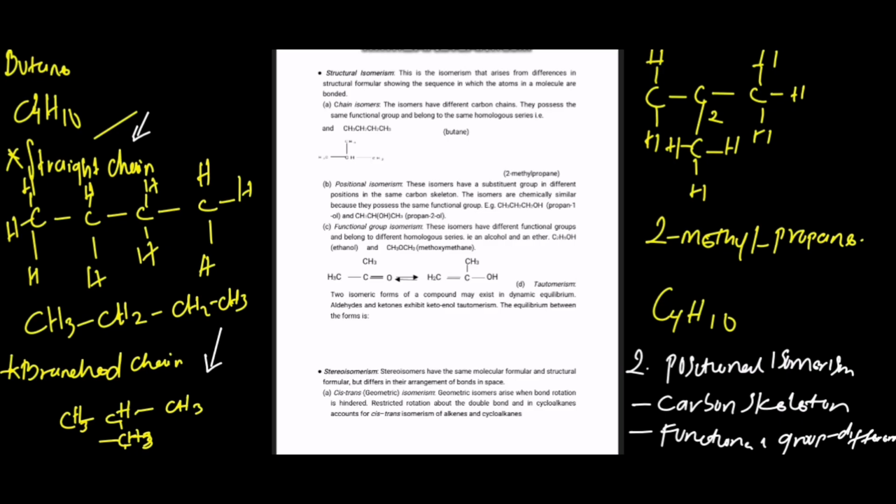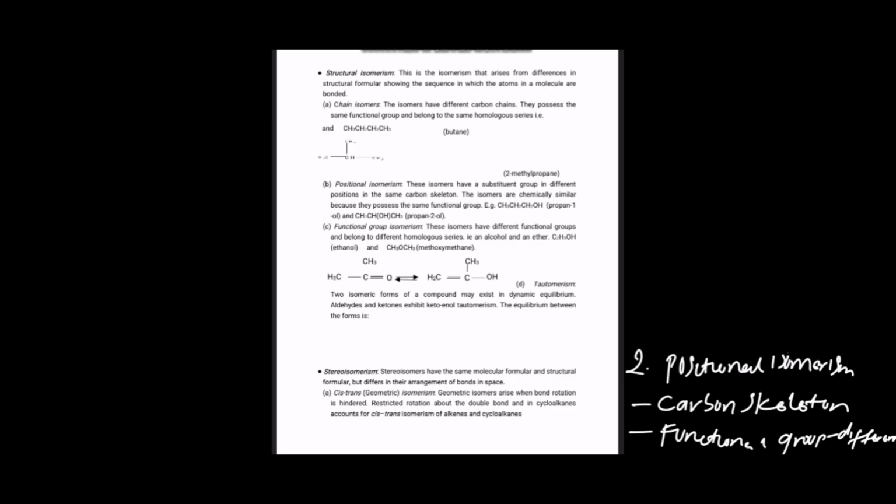So these isomers are chemically similar. The reason why they are chemically similar is because they have the same functional group. Let me wipe my board so I can write what I'm saying now. These isomers are chemically similar because they have the same functional group.